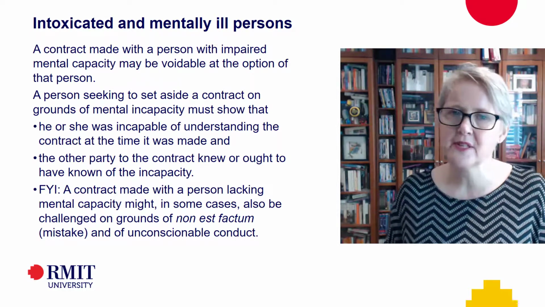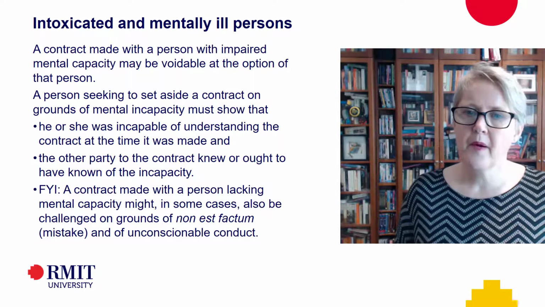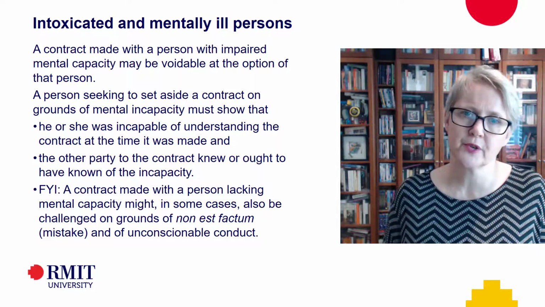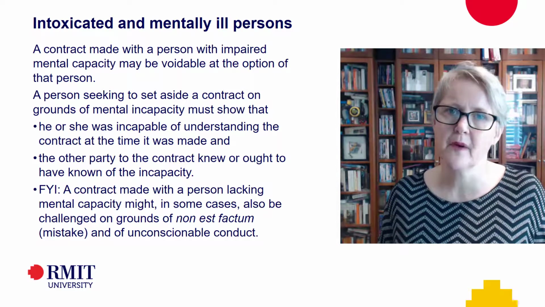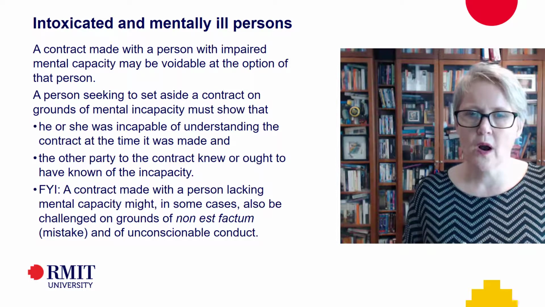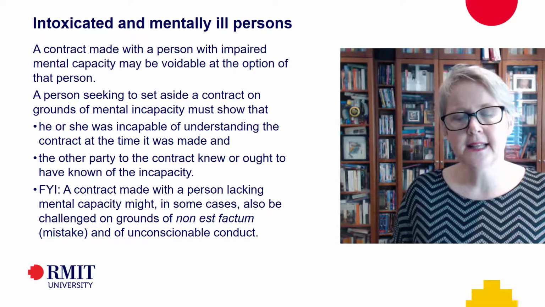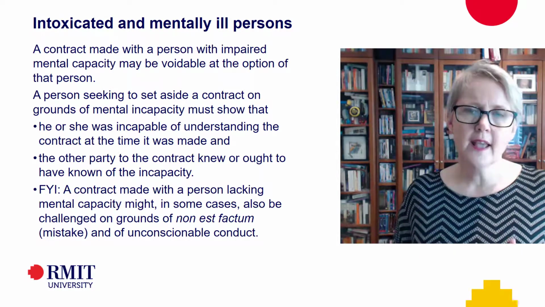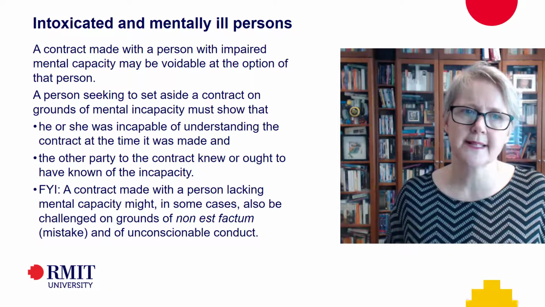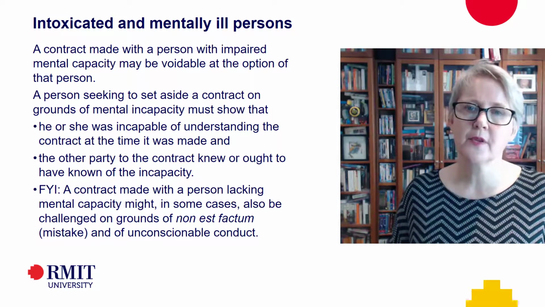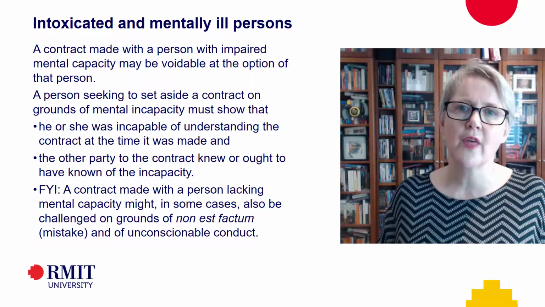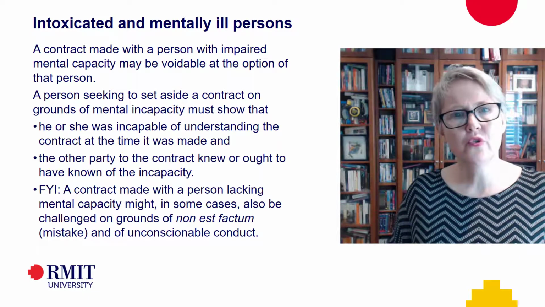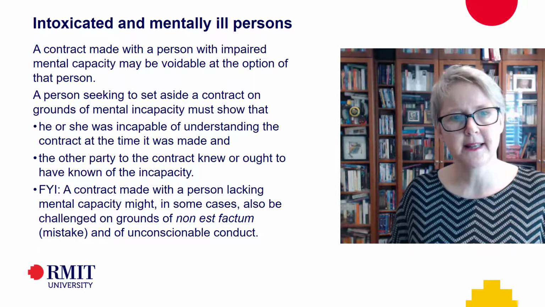It's pretty easy to demonstrate that you're under the age of 18. The onus of proof is on the person seeking to avoid the contract as a consequence of the capacity. Of course, that person might be represented by a guardian or a special friend, but nonetheless, there is an onus of proof. So they must demonstrate, if they're seeking to avoid a contract on the grounds of incapacity, that they were incapable at the time that the contract was made of understanding what that contract meant. Secondly, that the other person to the contract knew or ought to have known of the incapacity.